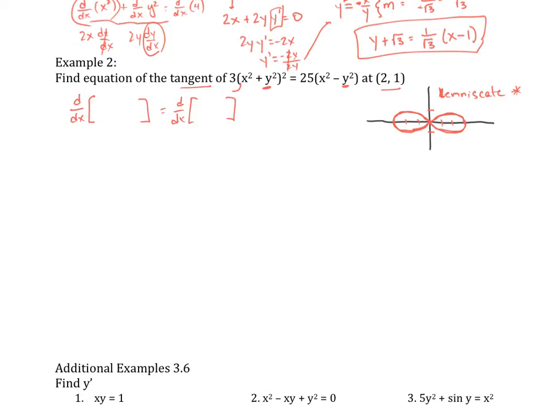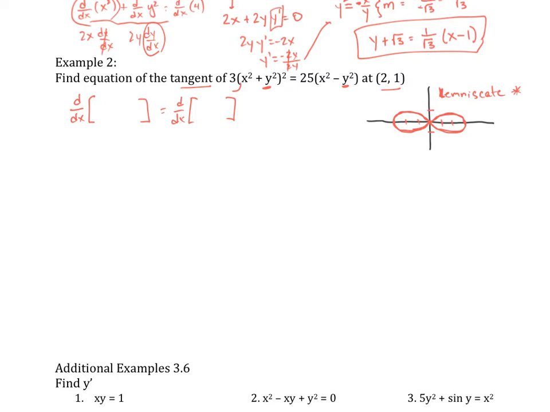For this example, I'm going to do it with a d over dx form, which will give me the dy over dx instead of the y prime. We'll do more y prime examples in a little bit. Okay, so over here, I'm going to take the derivative with respect to x of this whole left side.